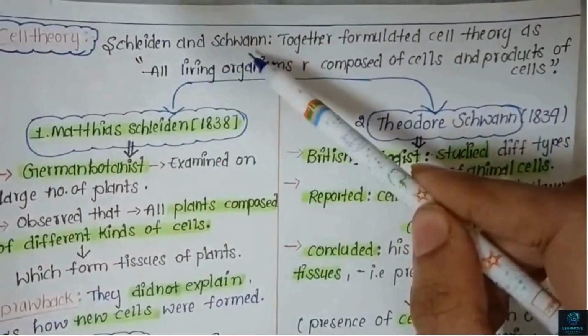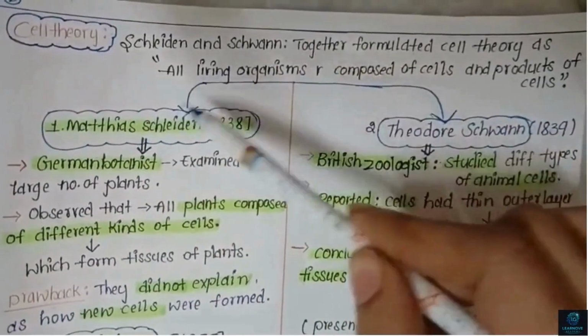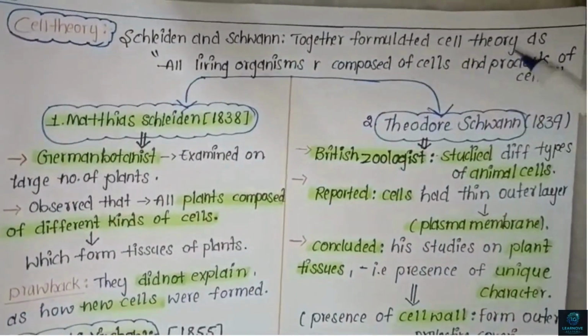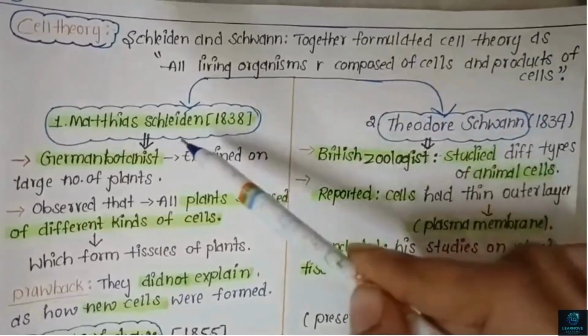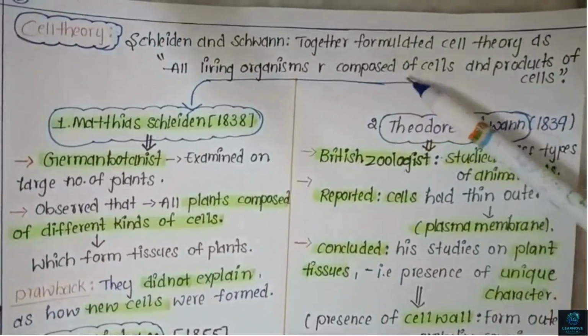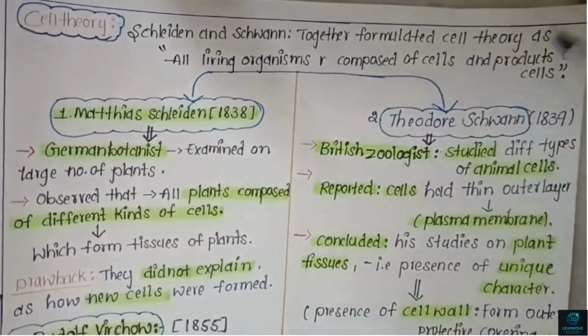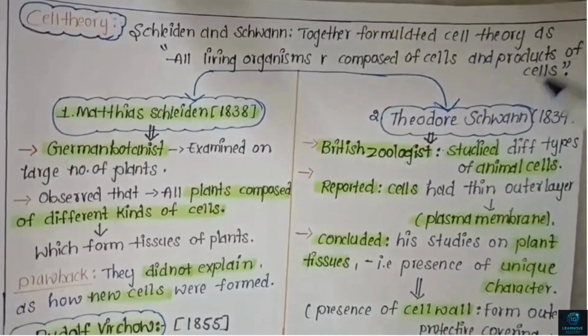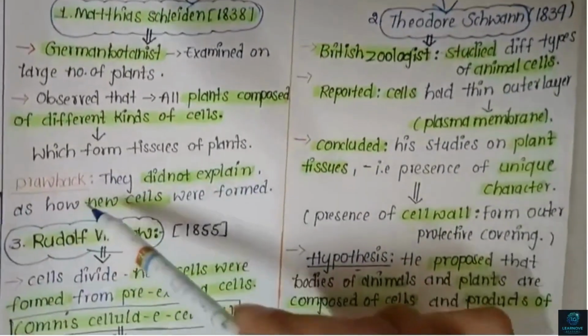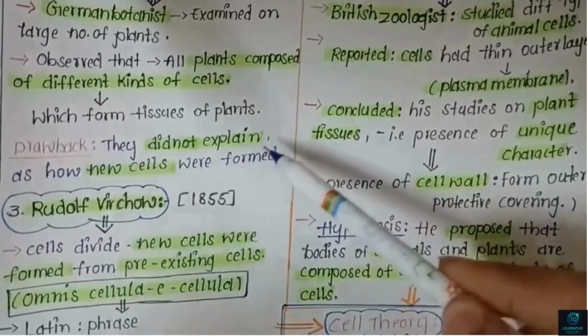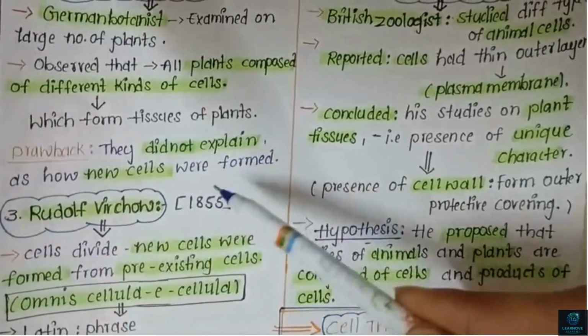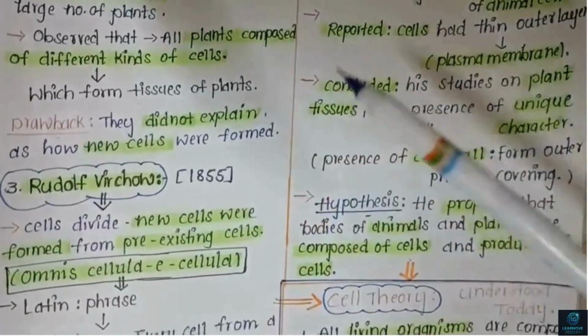Schleiden and Schwann together formulated cell theory as: all living organisms are composed of cells and products of cells. But they had a drawback: they didn't explain how new cells were formed from pre-existing cells.